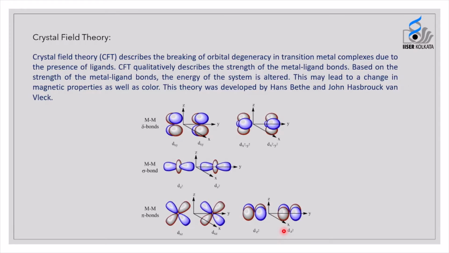This is a diagram which represents how the orbitals come close to each other for making their bonds. This is for a metal-metal delta bond. This is for a metal-metal sigma bond. This is for metal-metal pi bonds, which we are not going to go into in detail because it is something we are going to talk about later, after the crystal field theory.